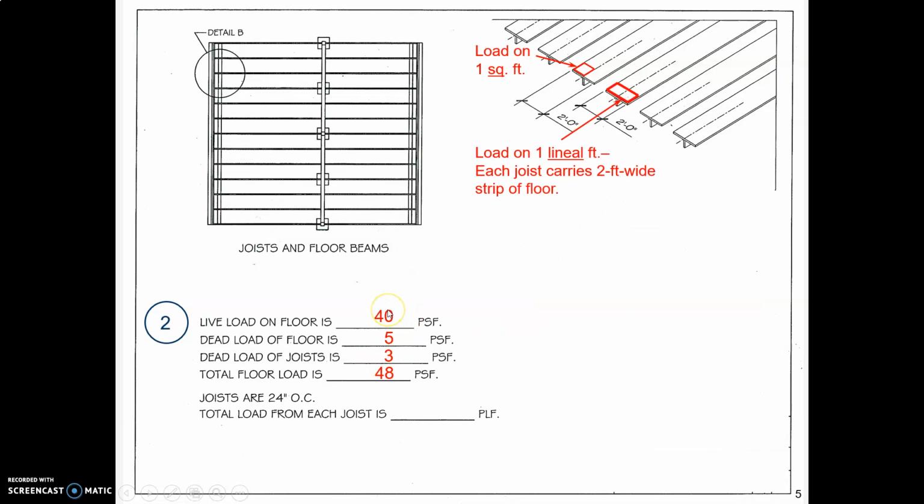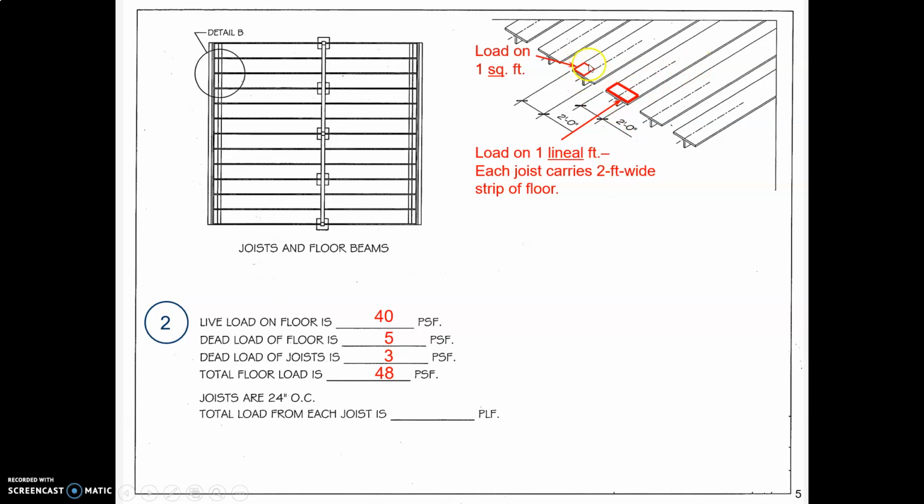The live load is 40. The dead load is 5 plus 3. So the total load on the floor is 48 pounds per square foot. But again, just like with the roof the other day, these joists are also 2 feet on center. So each joist carries a 2-foot wide strip of floor. What that means is this joist carries 2 square feet for every lineal foot of joist.